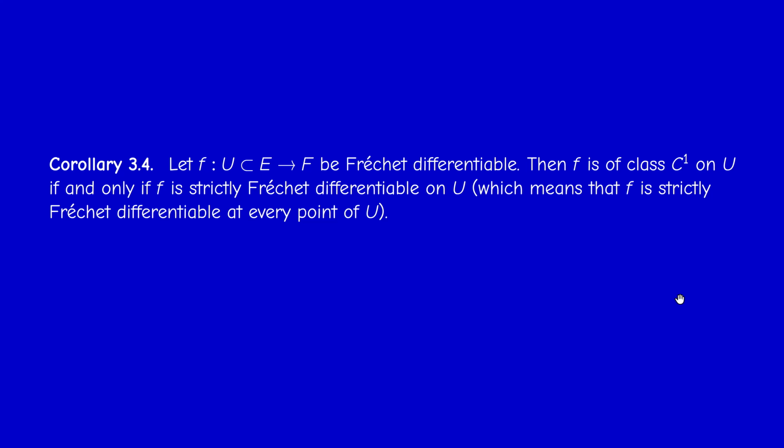Okay. Yeah, and of course we can end with a corollary. We have an equivalence: f is of class C1 on the whole domain if and only if f is strictly Frechet differentiable on the whole domain, which means, as you expect, strict Frechet differentiability on U just means strict Frechet differentiability at every point of U. Okay, so this clarifies this mysterious definition. So strict Frechet differentiability is just C1. Okay, so that's it. And essentially, this was due to the mean value theorem.